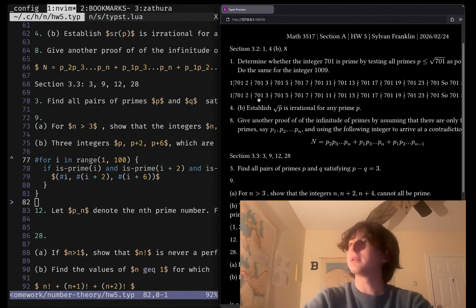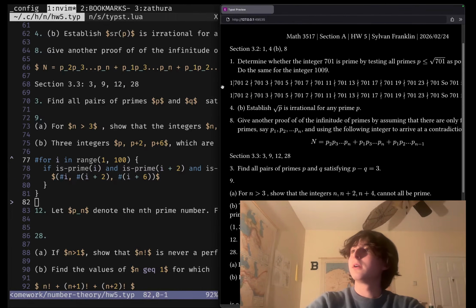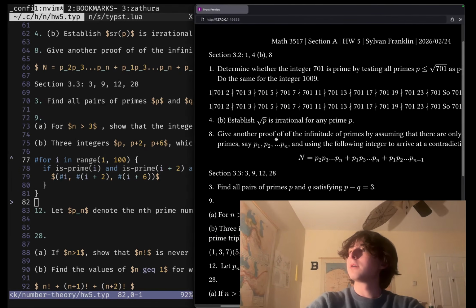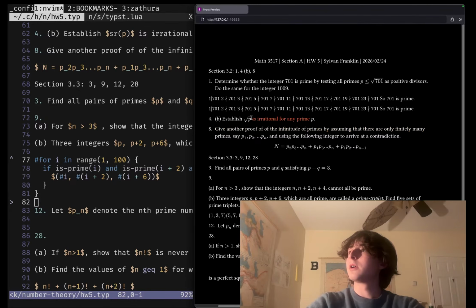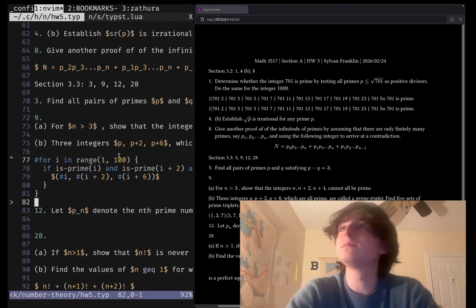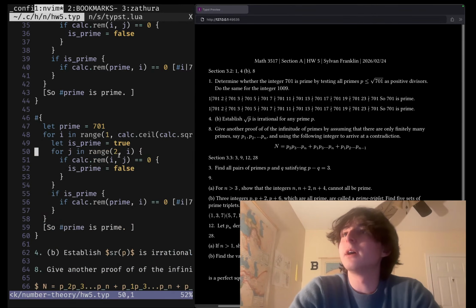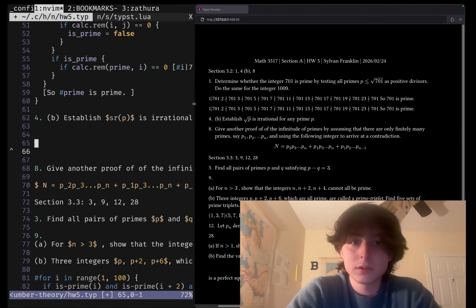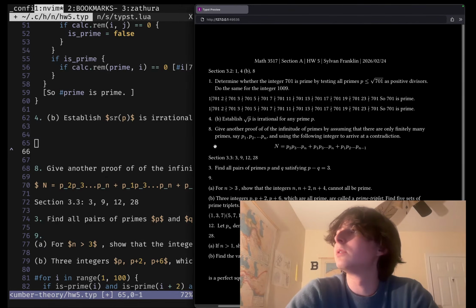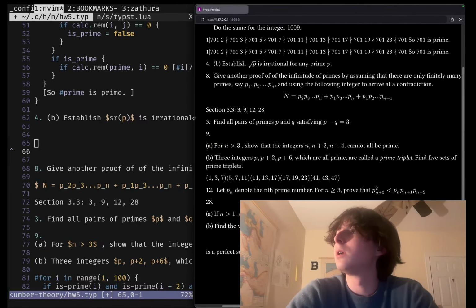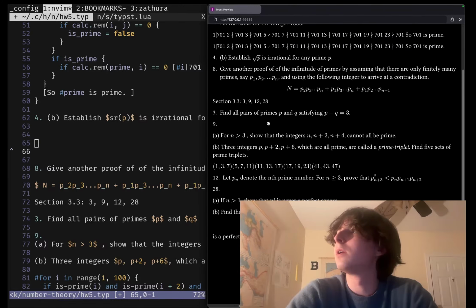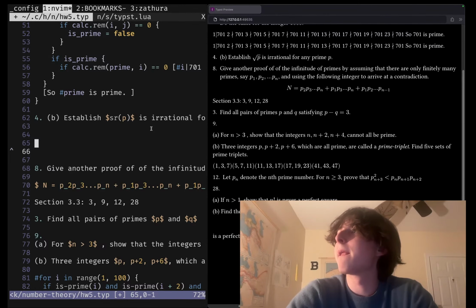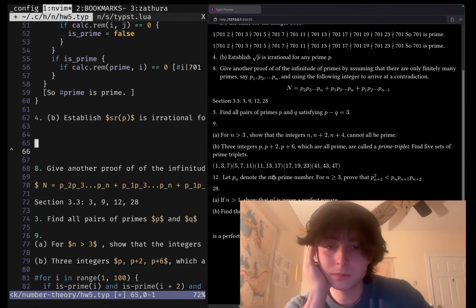Or I'll go through it as we establish that root p is irrational for any prime p. So I know the proof of that for square root 2, but for an arbitrary prime, let's see, that'll be interesting.